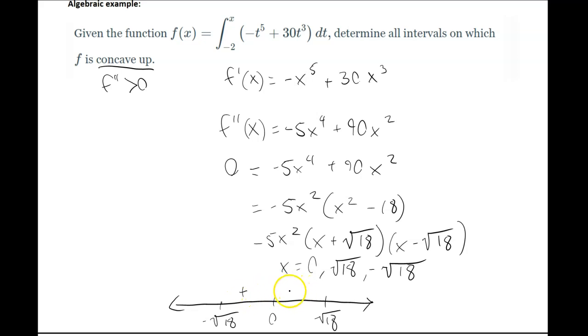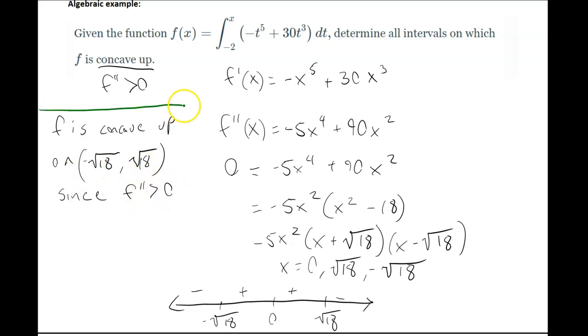And when I plug in these values, I could use negative 1 and 1 here. I get positive, positive in the middle, and then negative, negative on the ends. So f is concave up everywhere where f double prime is positive. So there we go. And for now, you should be thinking, okay, this is something we definitely have done before, with this added step of considering what to do with the integral when I take a derivative.